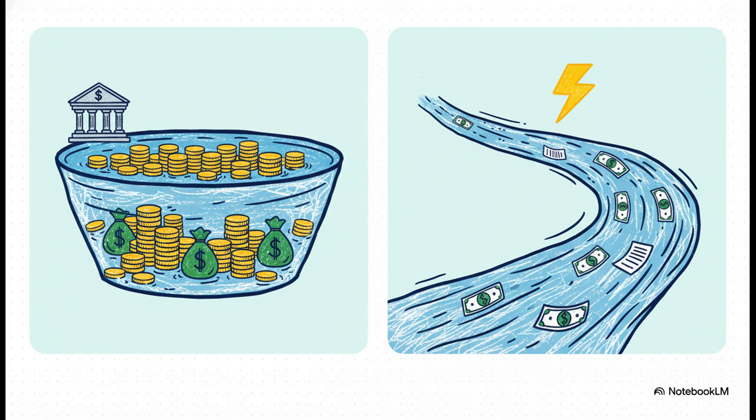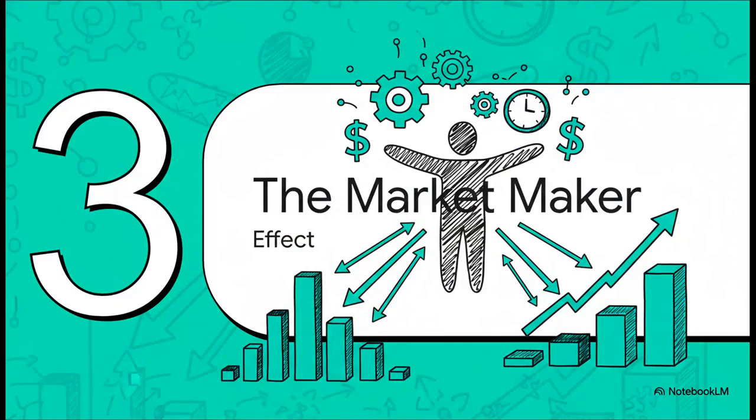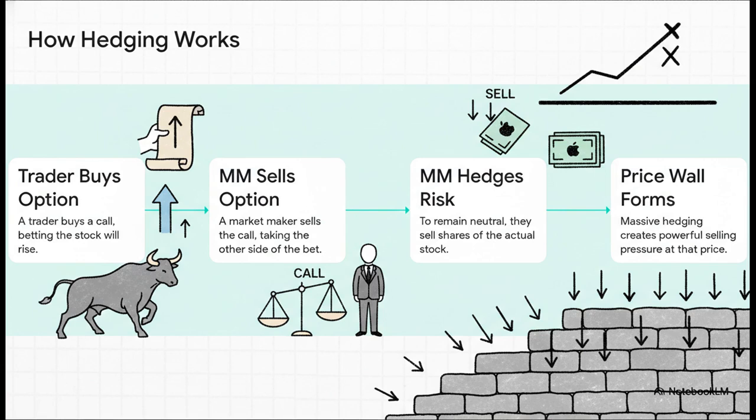Think of it this way. Volume shows you where the excitement is right now, but open interest shows you where the big money has already committed and is waiting. Okay, so how does a number on a screen, this open interest, actually create a physical wall in the market? Well, it all comes down to the actions of one key group of players, the market makers.